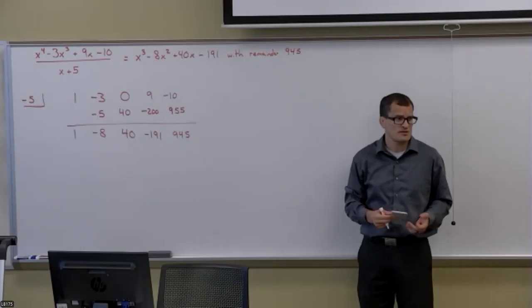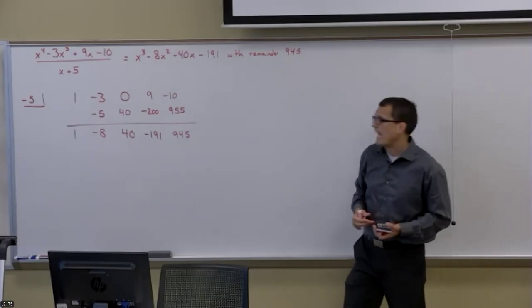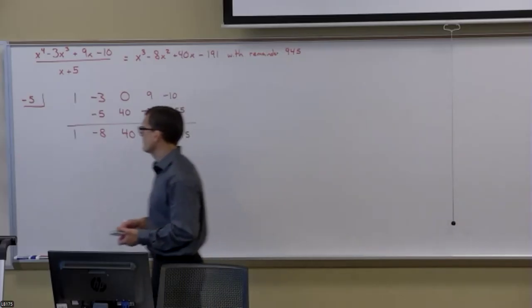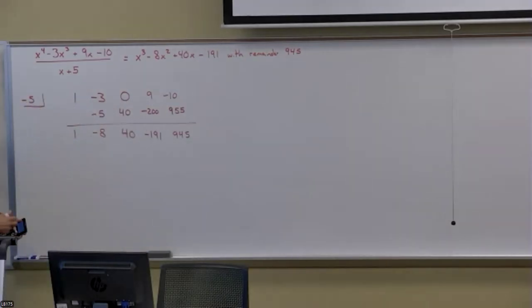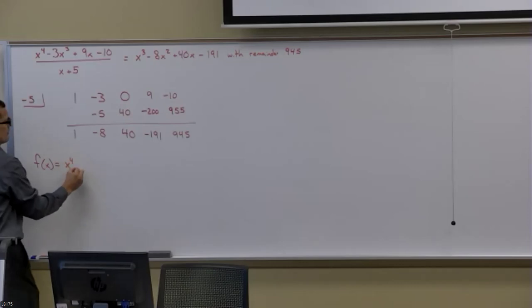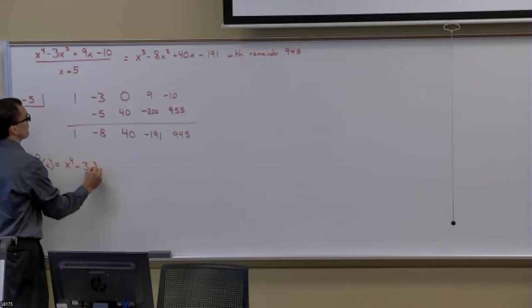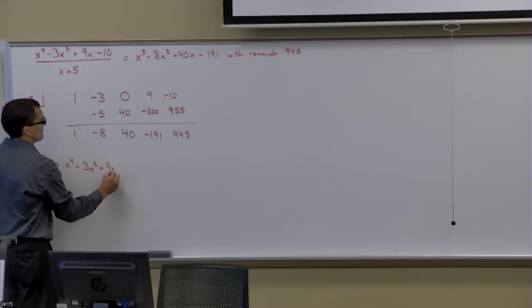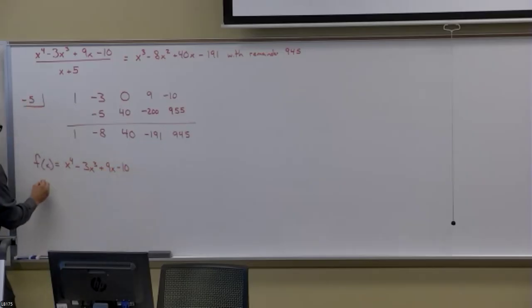Is that pretty straightforward? And it turns out one kind of nice way to check your answers is what I was just talking about. Think of having a function f(x) as x to the fourth minus 3x to the third plus 9x minus 10, and go ahead and calculate f of, in this case, -5.